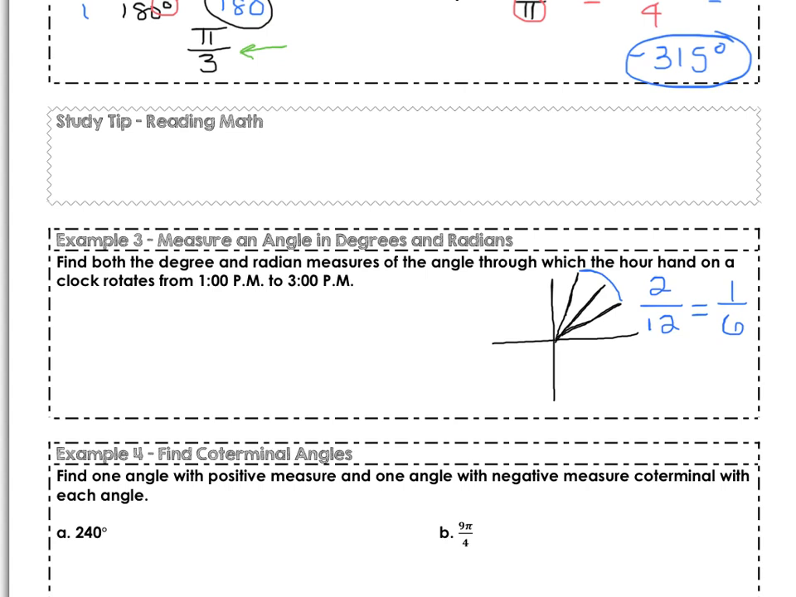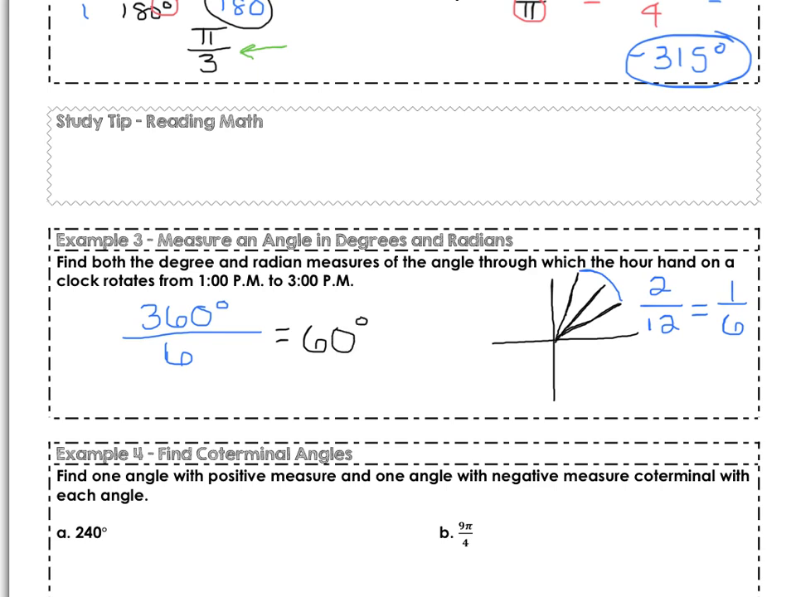So a full rotation around the circle or the clock would be a rotation of 360 degrees. I need to figure out what portion, 1/6 of this portion would be the distance from 1 to 3 o'clock. So I'm going to cut this into 6. 360 divided by 6 gets me 60 degrees. So the rotation would be 60 degrees.